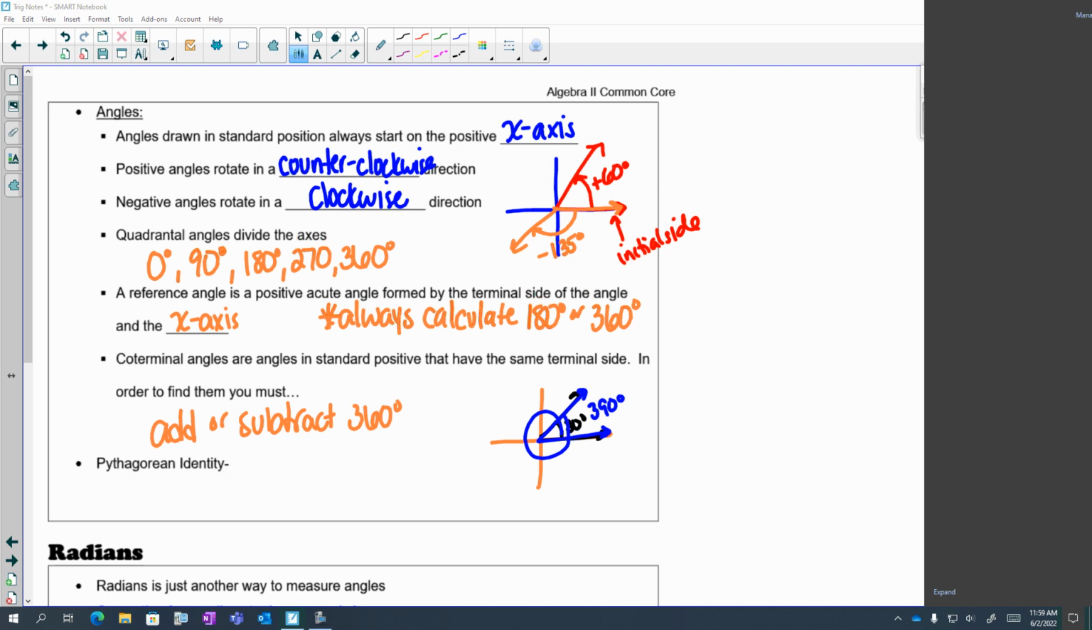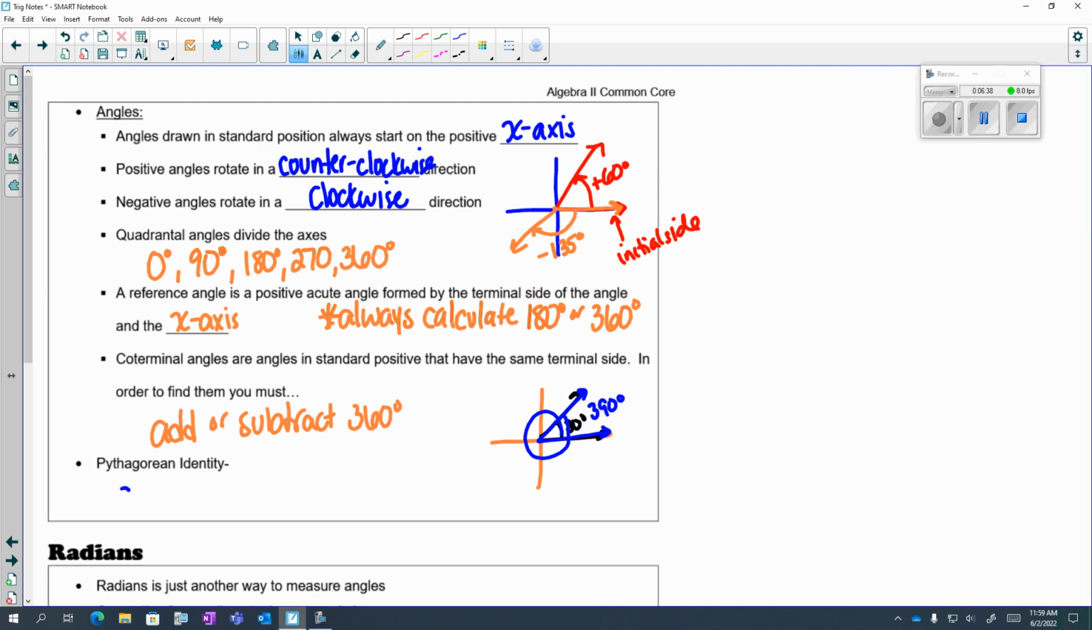Your Pythagorean identity for trig is sine squared theta plus cosine squared theta equals 1.